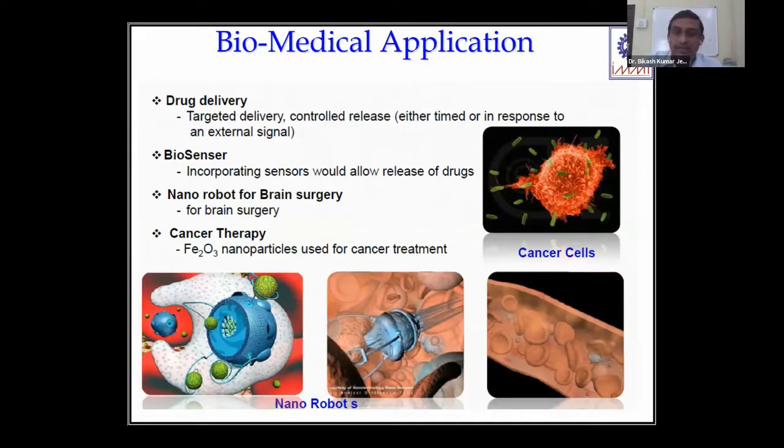And also biosensors. In any kind of defect or disorder in our body, there is a deficiency of some biomolecules that can be easily sensed through the development of biosensors designed using nanoparticles. Also, nanorobots for brain surgery, and cancer therapy using magnetic nanoparticles like Fe2O3, where there is targeted delivery of drugs to the cancer-affected cells. So that's why there are a lot of applications in the design of nanomaterials for biomedical applications.